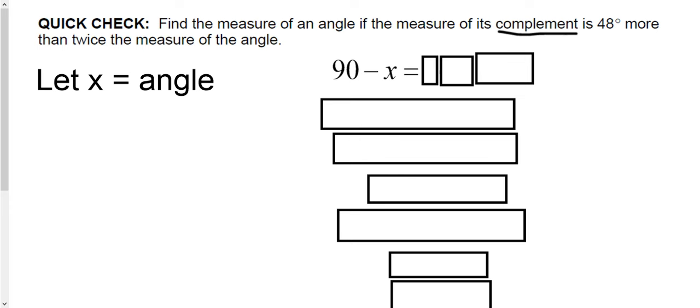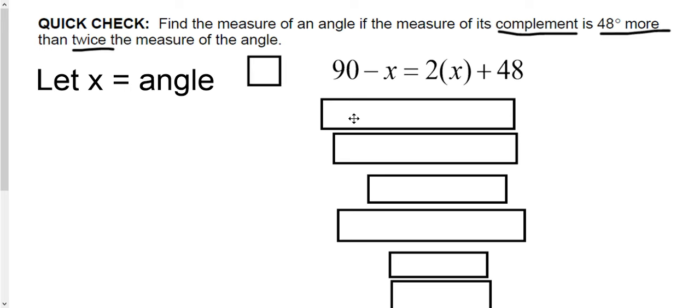48 more than something. So I'm going to add 48 to something. So I'll put it there. To what? Twice something. Twice means 2 times. 2 times what? The measure of the angle, x. So that's it, little piece at a time. Remembering our special thing, complement, 90 minus x. Supplement, when we see it, 180 minus the angle itself, x.